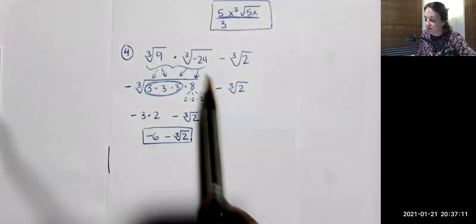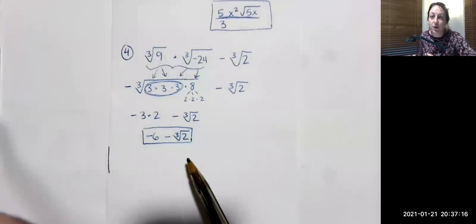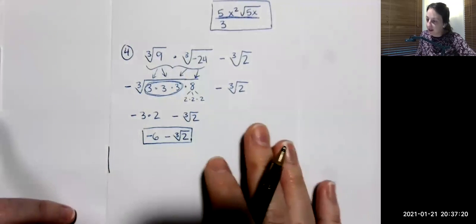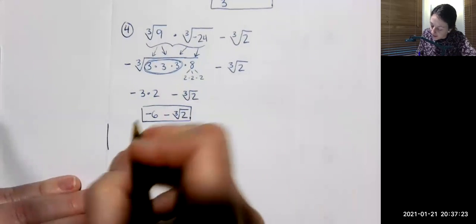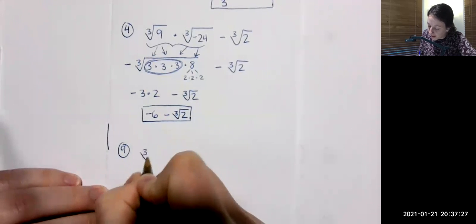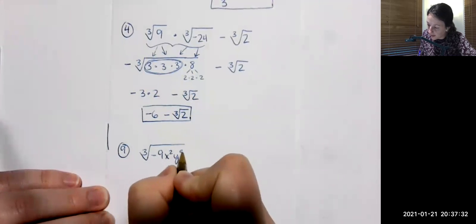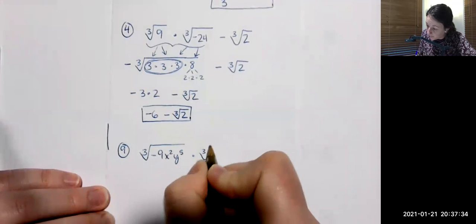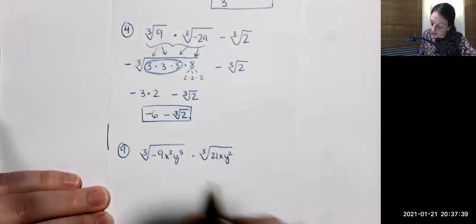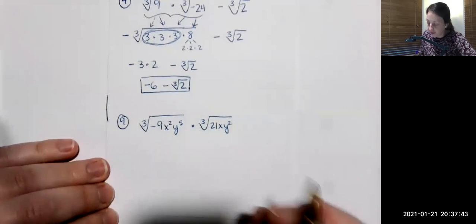So PEMDAS multiplied first. And then I considered subtraction, but since they were not like terms, I had nothing to subtract. All right, last one in this video is number 9. It is another multiplication problem. Cube root, again, negative 9x squared y to the 5th times cube root 21xy squared. So multiplication, cube roots, I'm just going to do a couple of things here.